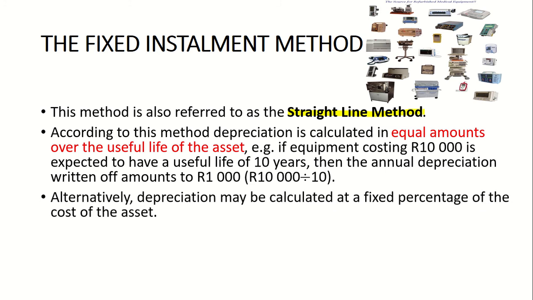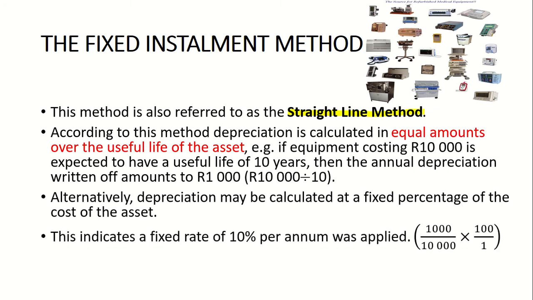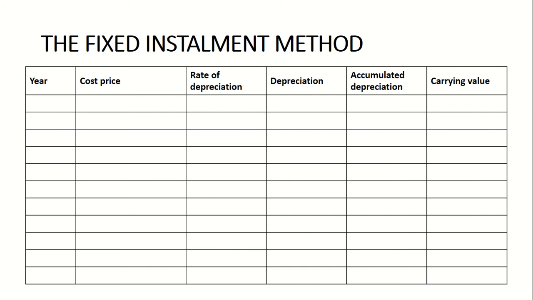Alternatively, depreciation may be calculated as a fixed percentage of the cost of the asset. Note that under the cost method, depreciation is always calculated as the percentage of the cost price of that asset. This indicates a fixed rate of percentage, and in this case, our fixed rate is simply 10% per annum, which will be applied to value this asset.